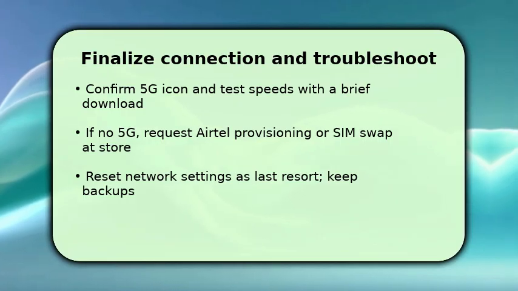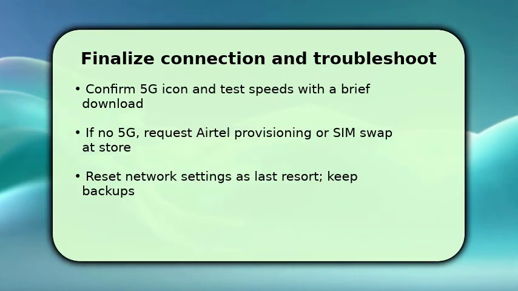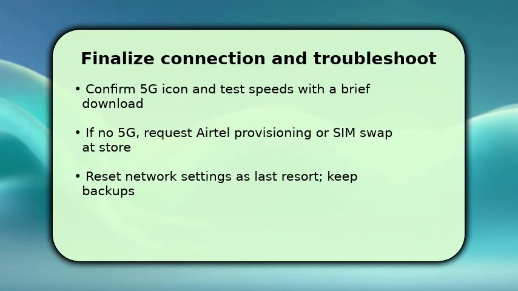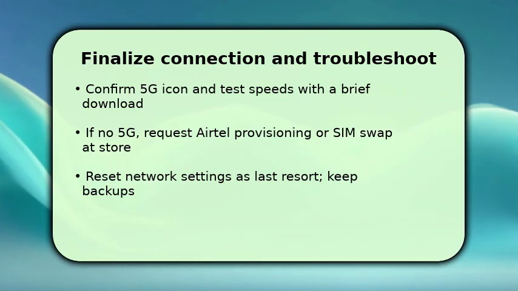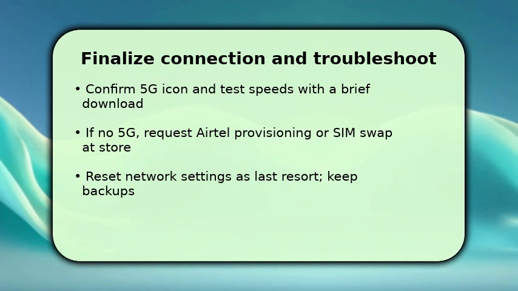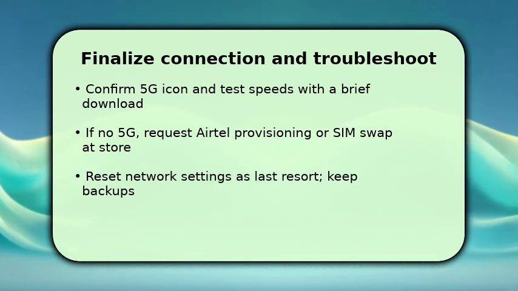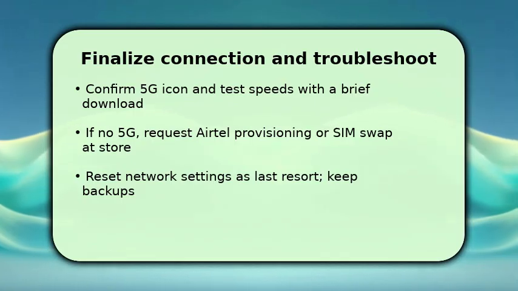If 5G still doesn't appear, contact Airtel to verify provisioning or request a 5G-capable SIM swap, often the only remaining fix. If problems persist, reset network settings on your phone as a last resort, because that clears misconfigured APNs. If all else fails, escalate to Airtel support and report exact error messages or registration failures for faster resolution.